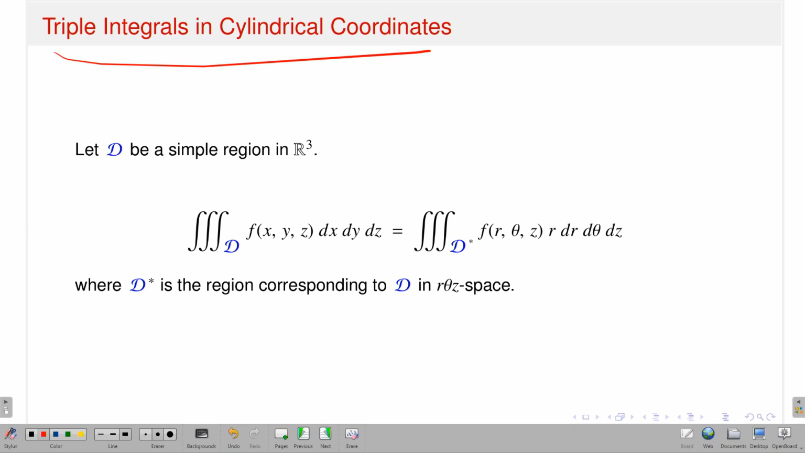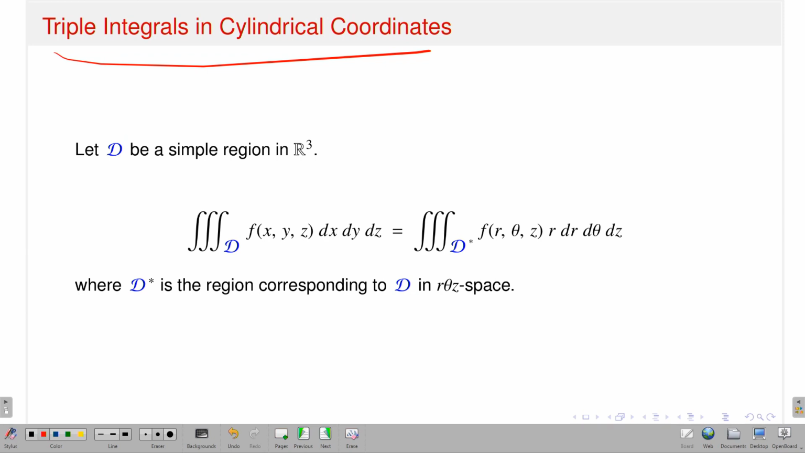Suppose you are given a triple integral in the Cartesian coordinate system. Now I want to change this triple integral from the Cartesian coordinate system to the cylindrical coordinate system. That means I am changing the variable, doing a change of variable. In the Cartesian coordinate system I have the variables x, y, z, but in the cylindrical coordinate system I will have the variables r, theta and z, and there is a relation between x, y, z and r, theta, z. I know what the change of variable formula says.